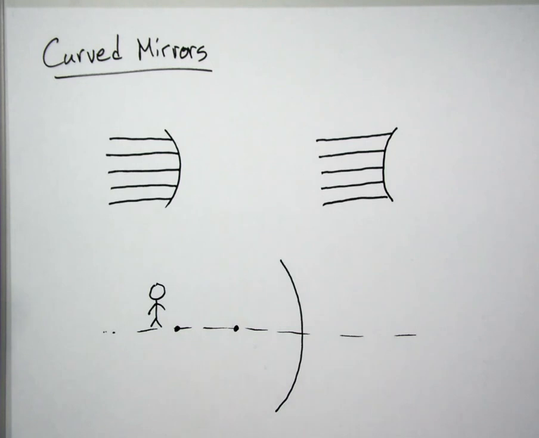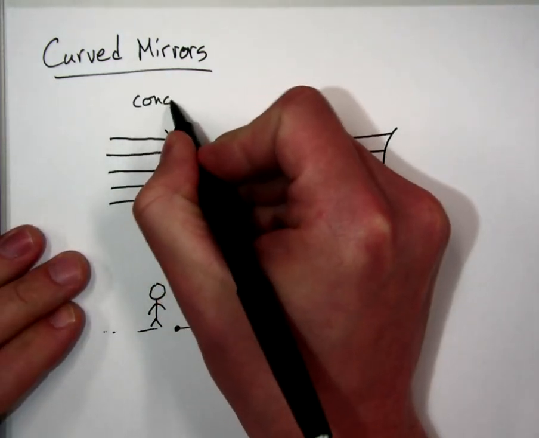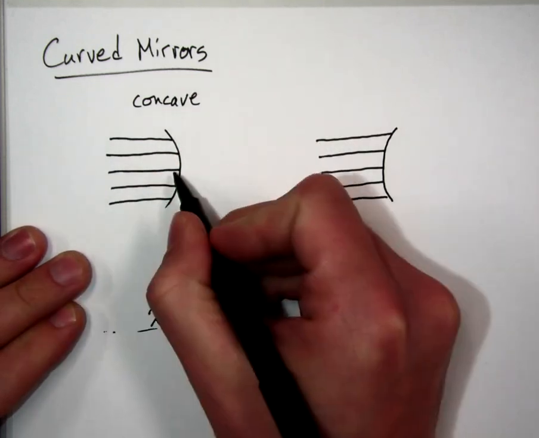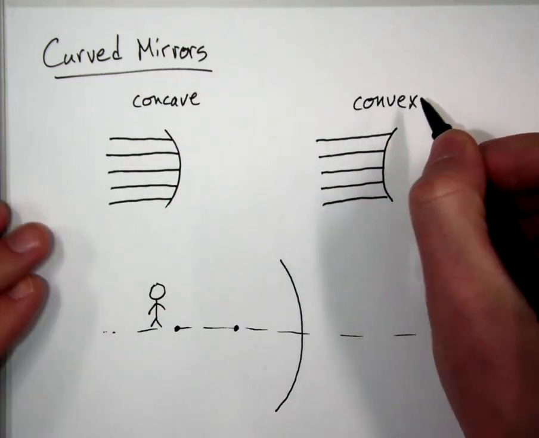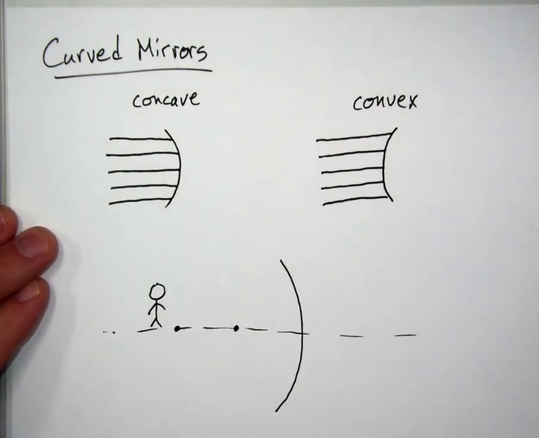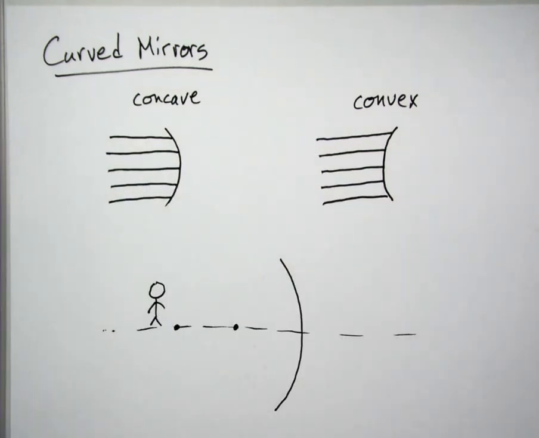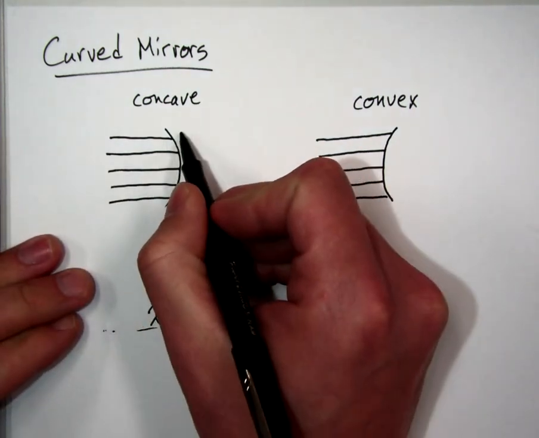Curved mirrors come in two shapes. They can be concave, like you're going into a cave, or they can be convex. And what I'm showing here is 5 parallel rays coming into this concave mirror. These parallel rays could be light coming from a distant source, so that by the time it hits the mirror, they are approximately parallel.